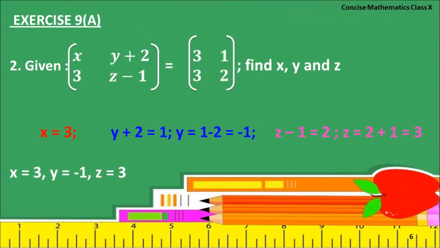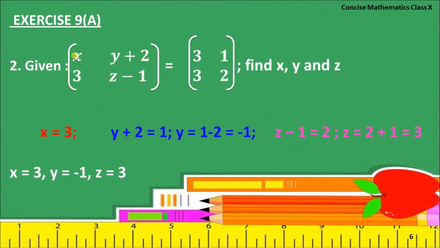Let us move on to solve the exercise problems. Exercise 9A, question number 2. It is given that two matrices are said to be equal. The equal to sign says that they are equal. So the condition is also satisfied. We can observe by a glance.